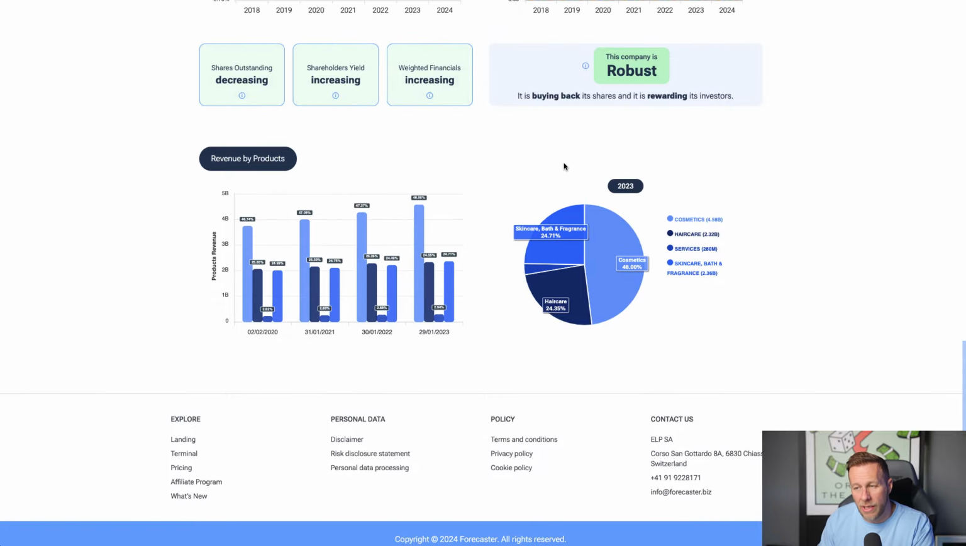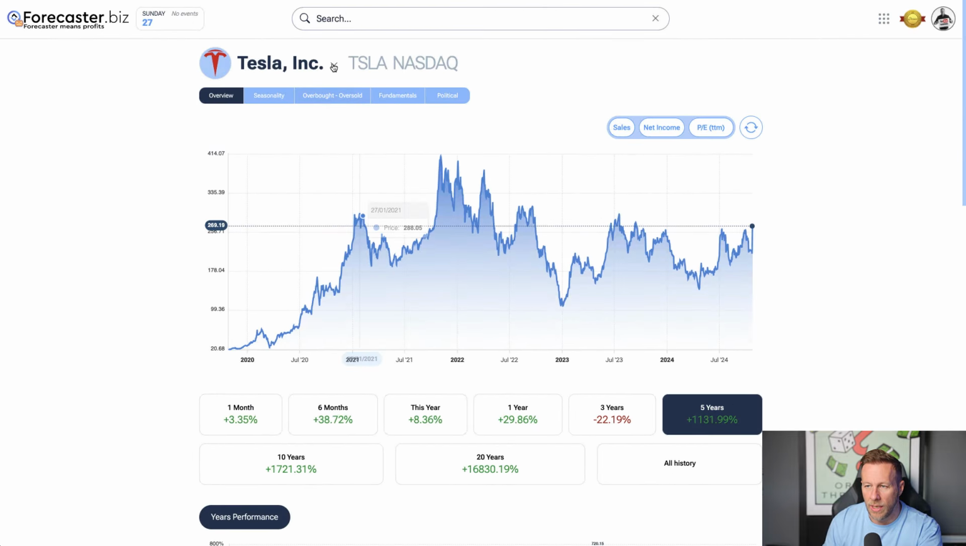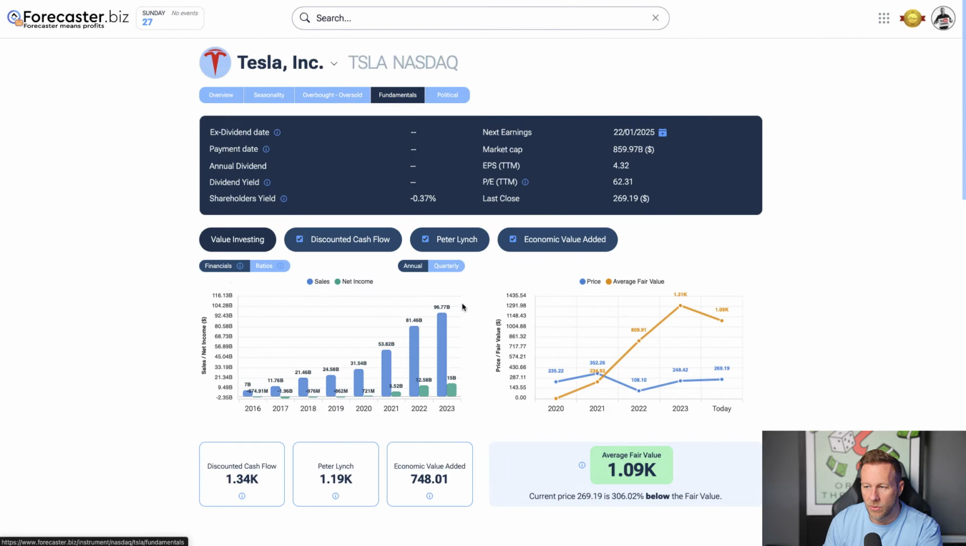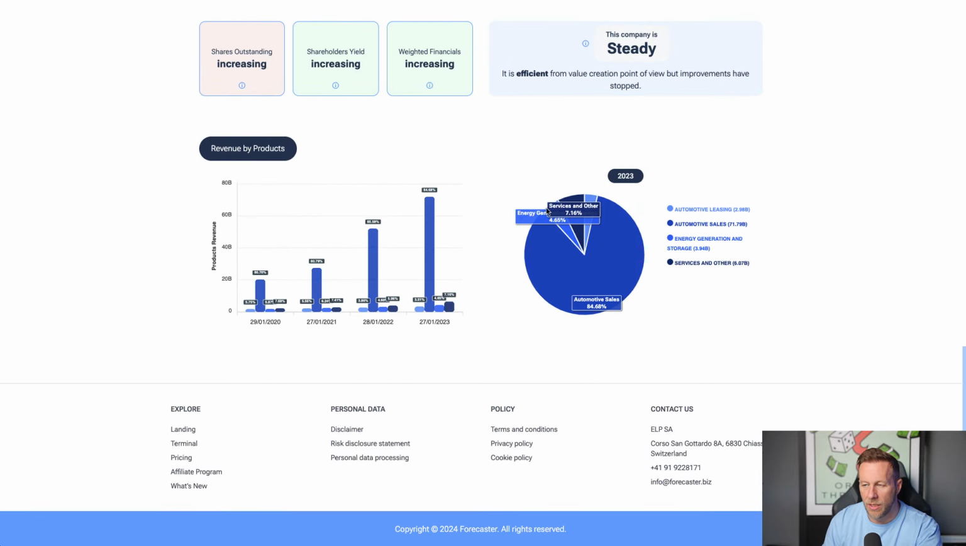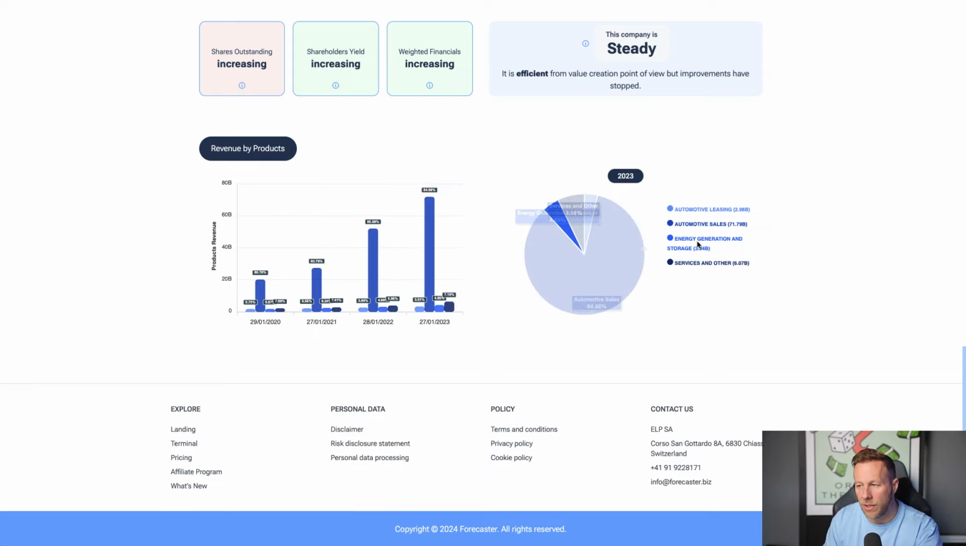So a really great example here would be Tesla. If you take a look at Tesla and you scroll down to their fundamentals, scroll down to this pie chart, you can see what makes up their revenue and what particular parts of their business are growing. So if you look at the energy generation and storage, for instance, you can see that that is growing and growing and growing, which is really interesting.